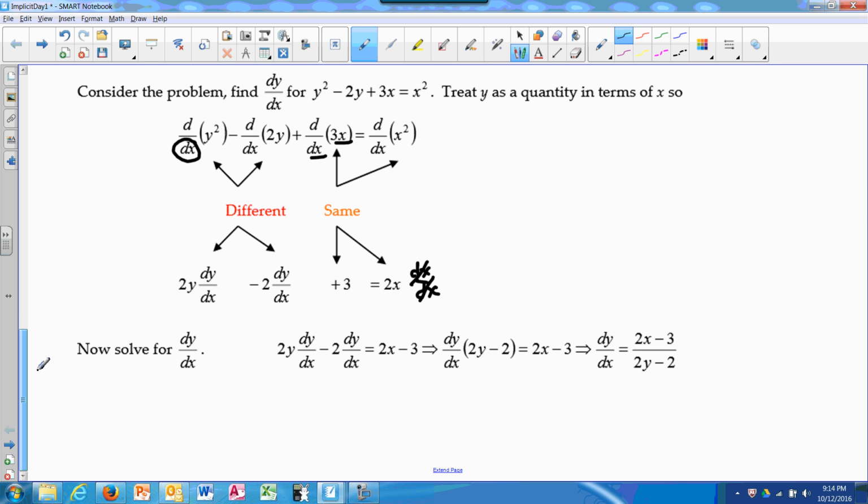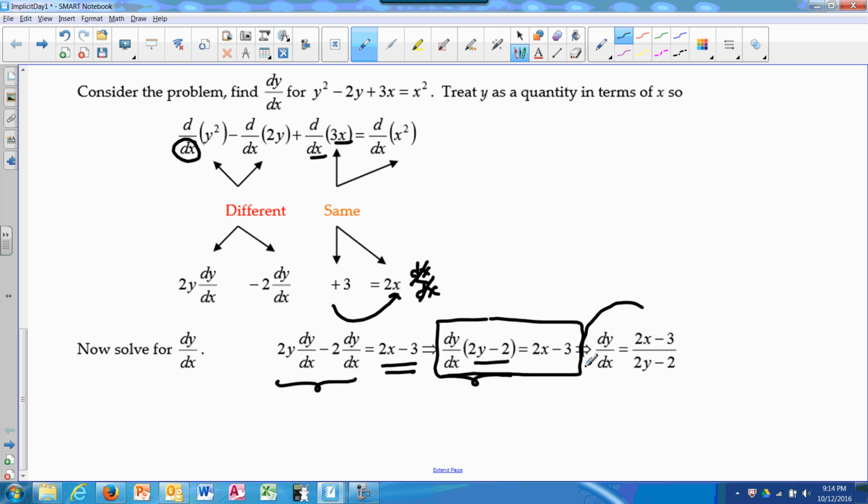Now solving for dy/dx means we're going to collect those terms together on the left, move the other terms that don't have dy/dx over, factor out the dy/dx, and then we can divide the left and the right side by the 2y minus 2 to get our solved answer.